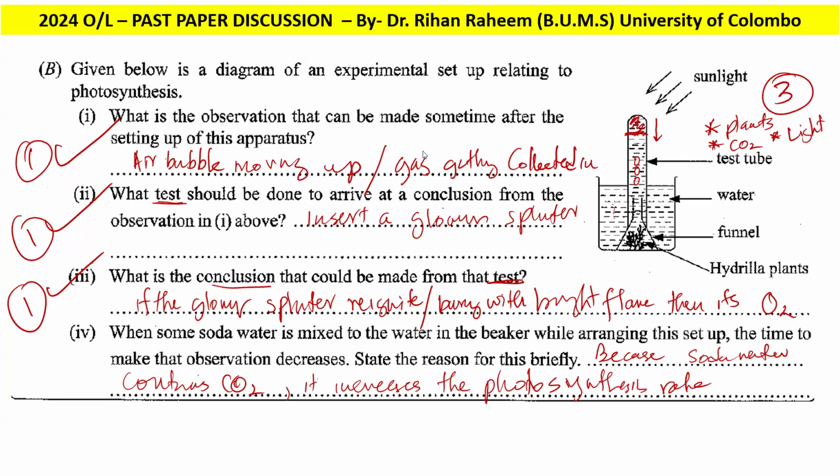So can we include that soda water acts as a catalyst? No, we don't know that, no? Soda water is less dense than water. No, density doesn't change photosynthesis. Here, why does the experiment time reduce? Because the gases are getting collected quickly. Are you clear?